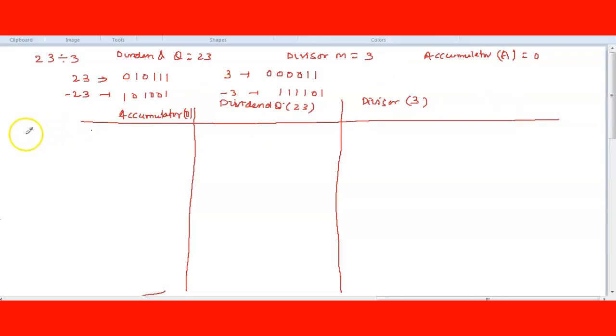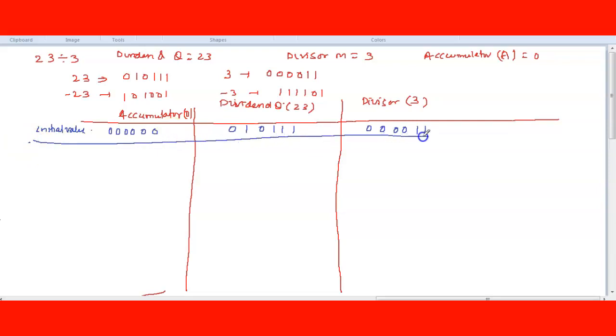So here first we'll set the initial values: 0 0 0 0 0 0 for the accumulator and 0 1 0 1 1 1 for the dividend, and this value is 0 0 0 0 1 1 for the divisor. Okay. So now first we'll do the left shift. This is the initial value. So I will just mark it here.